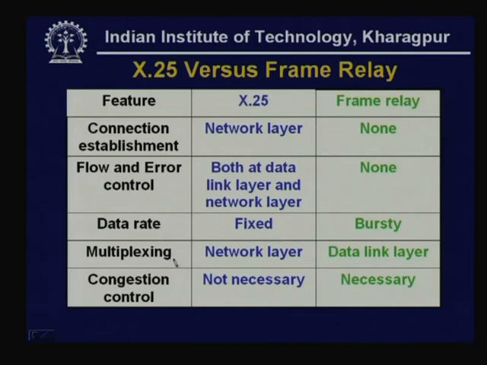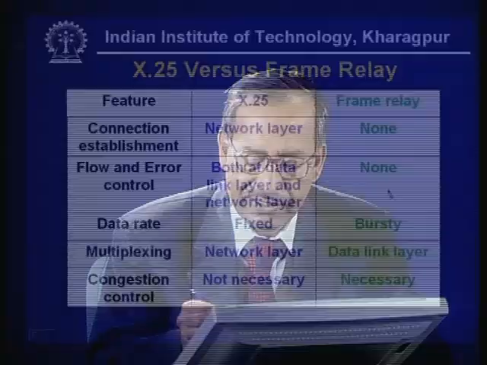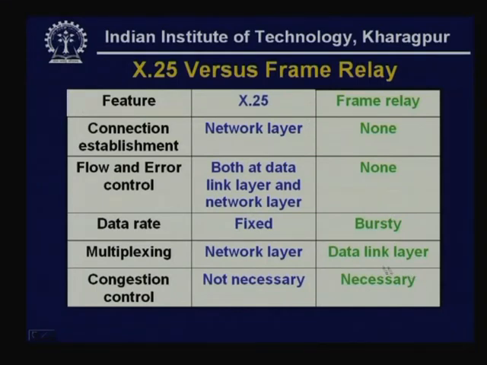The multiplexing performed by X.25 is in the network layer. On the other hand, frame relay performs the multiplexing in the data link layer. As we have seen, it is done by using the DLCI, and here it is done by logical channel number. Then the congestion control is not necessary in X.25 because of elaborate use of flow control and error control, whereas it is necessary in frame relay.